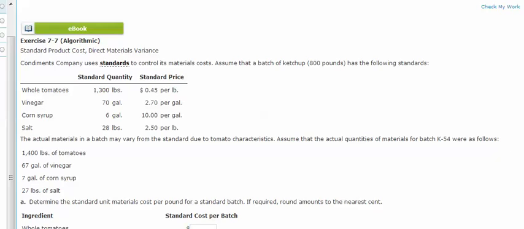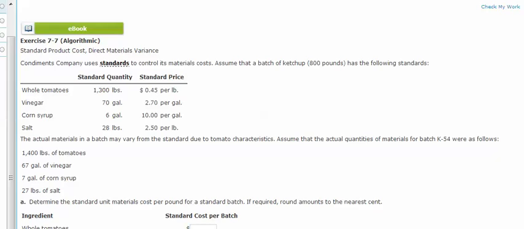This is question number 4 from Chapter 7, Exercises. Again, it gives us a lot of information, and I always start off by going down and reading that question so I can wrap my mind around the question, and then find the information that I need to solve the question. It says, determine the standard unit material cost per pound for a standard batch. If required, we're going to round it.